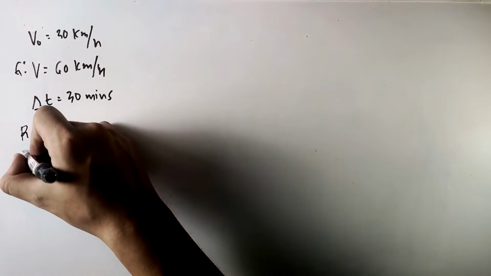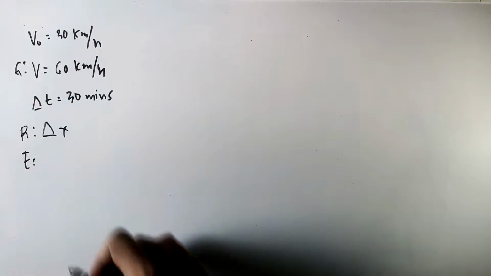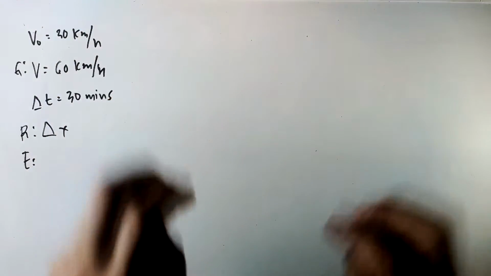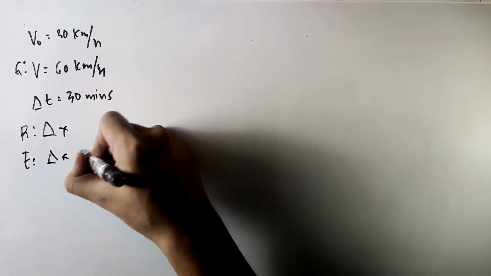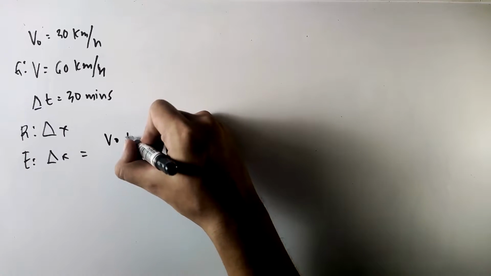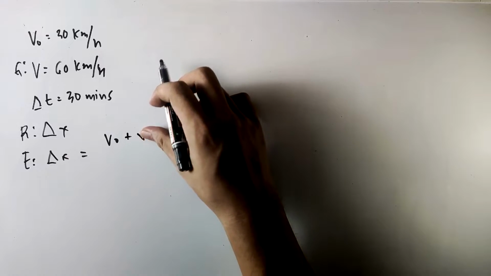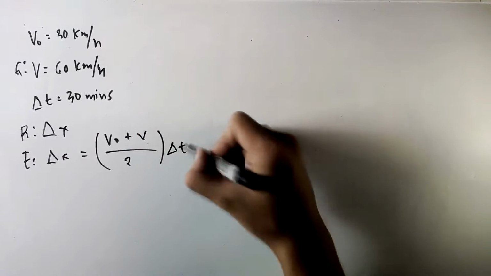Alright, for the equation, take a look at this, then look at your guide once again, and you're going to notice that the equation for this one is delta x is equal to v plus v sub 0 over 2 times time. Correct?